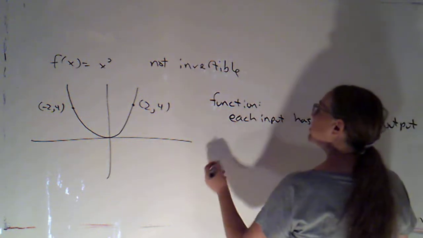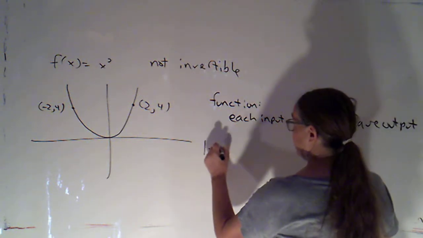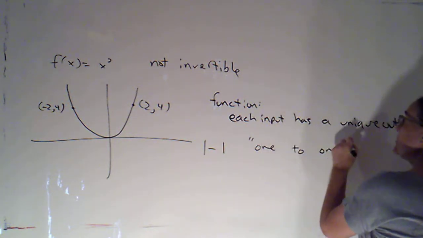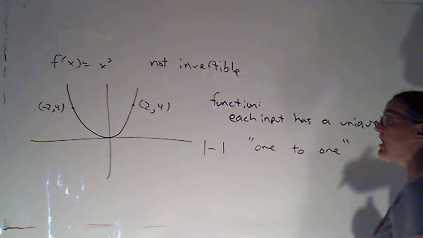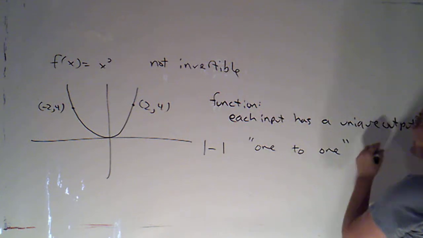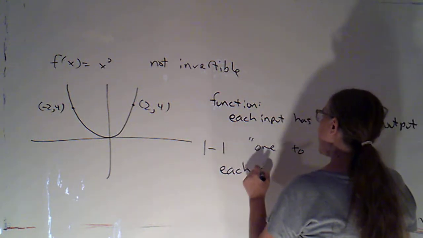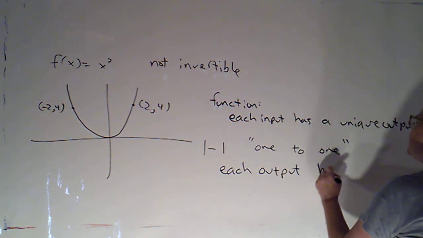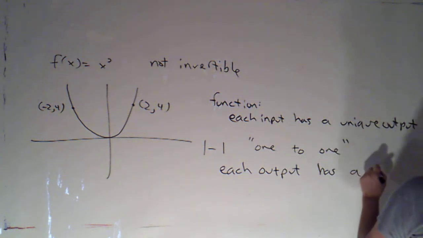So we say that a function is 1 to 1. We read that as 1, 2, 1. We write it as 1 dash 1. 1 to 1 means that each output, or each y value, has a unique x value associated with it.